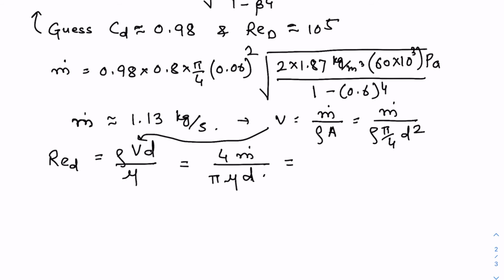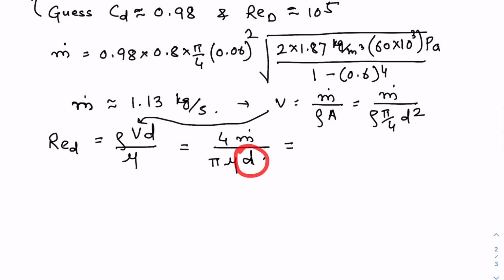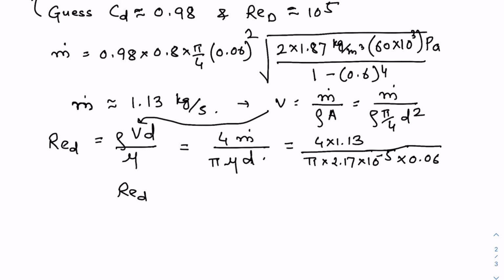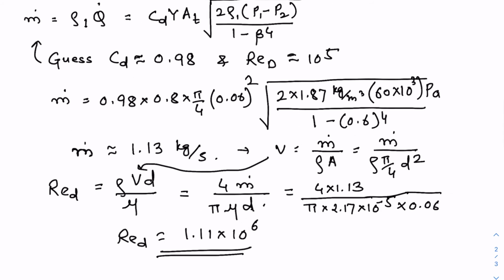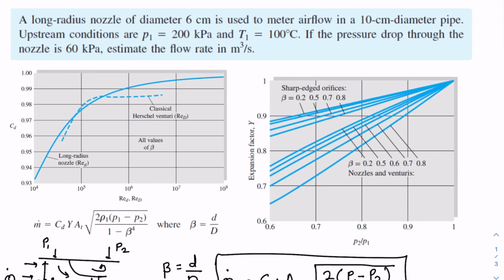And again, if you substitute these values, so 1.13 for mass flow rate, mu is known, mu is this value for air at 100 degrees Celsius, and d is given, 6 centimeters. So 4 times 1.13 divided by pi mu d. I'm just omitting the units here for convenience, but you should always write the units so that you know you're not doing anything wrong. So Re estimated comes out to be 1.11 times 10 power 6. So the assumed Re is 10 power 5, but the calculated Re comes out to be a larger value, 10 power 6. So our estimation was a little bit wrong. We estimated CD to be this, but the calculated comes out to be this.